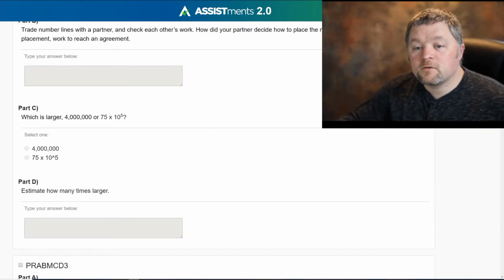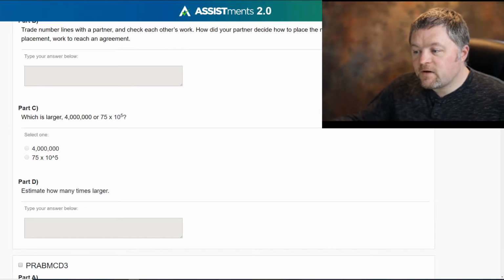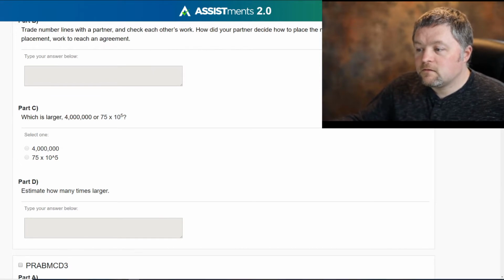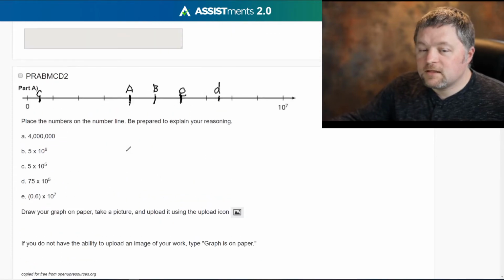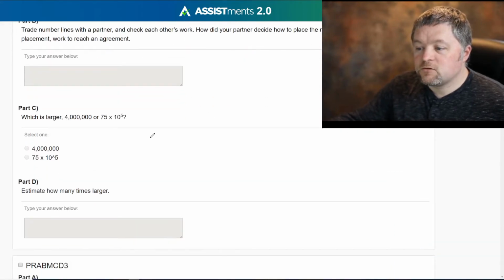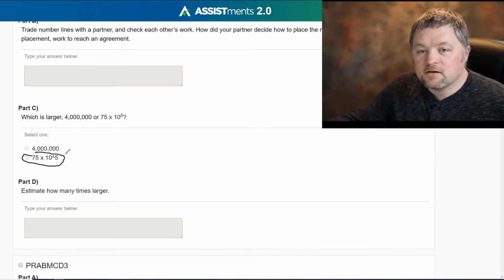Okay, I am not going to expect you to trade number lines with a partner when we're working remotely. So let's move on to the next one, which is larger, 4 million or 75 times 10 to the power of 5. When we did that up here, that's 4 million and 7.5 million. So which number is larger? 7.5 million is definitely larger than 4 million.